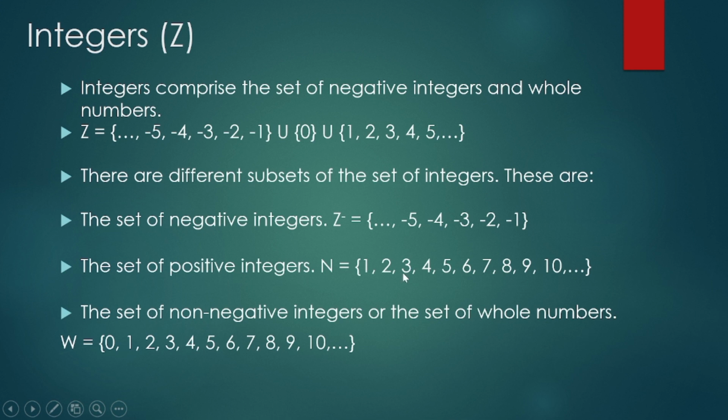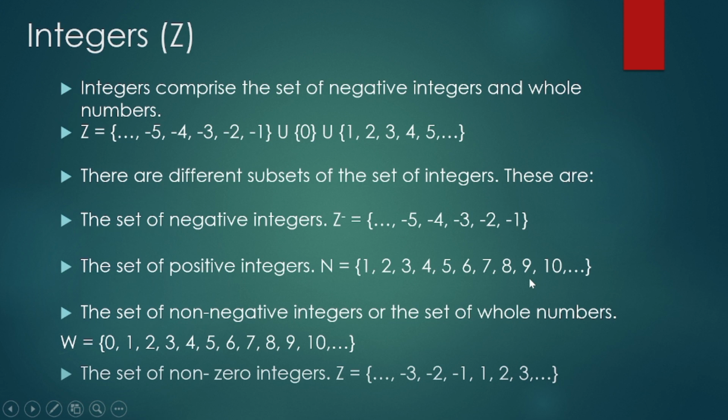Ito yung mga positive numbers natin and then yung negative numbers natin and then the non-negative integers. So, ito yung mga non-negative integers natin. Yan po yung parts ng ating integers. So, paano naman kapag mga fraction like 1/4 o di kaya yung mga decimal natin? Paano naman kaya? Ano naman kaya ang tawag natin doon?